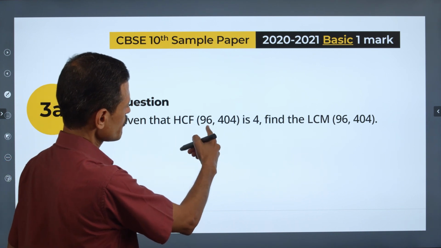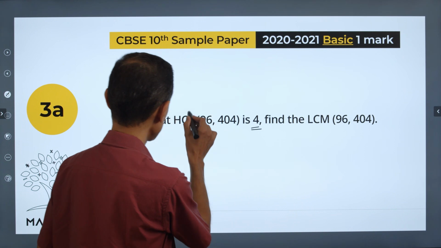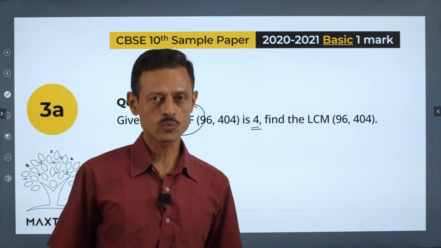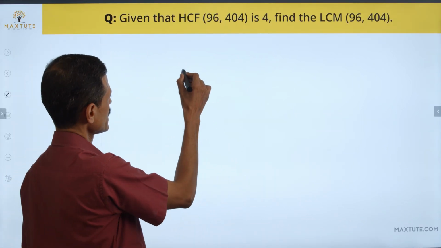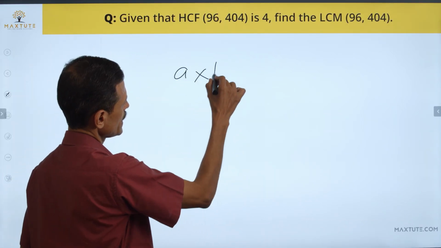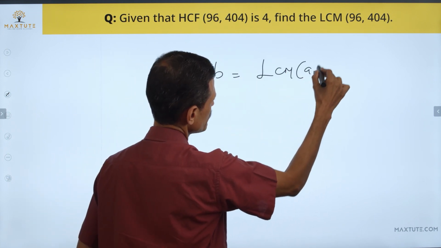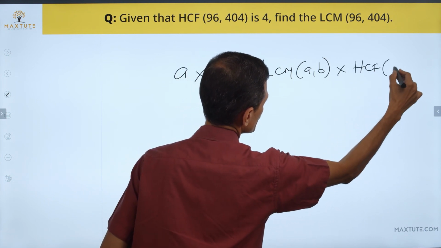Given that HCF of 96 and 404 is 4. So, what is given? HCF is given to us. Find out the LCM of these two numbers is what they have said. I will write this rule and then get started with this. Let us say the numbers are A and B. A into B will be equal to LCM of A, B into HCF of A, B.